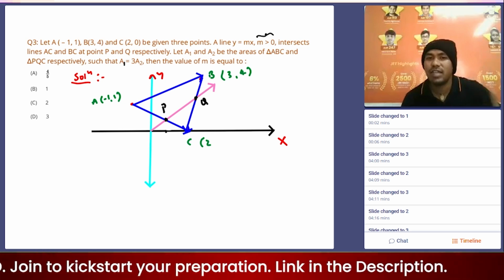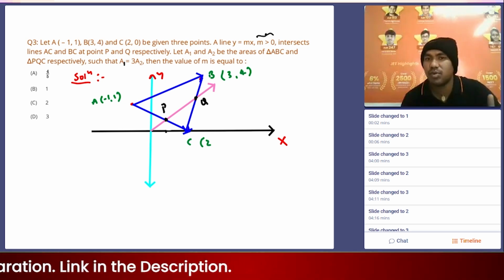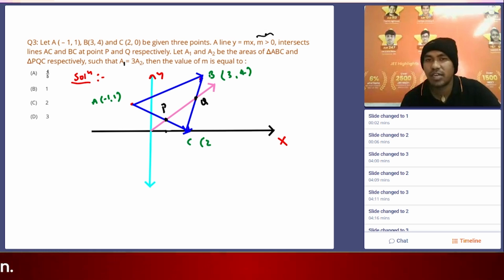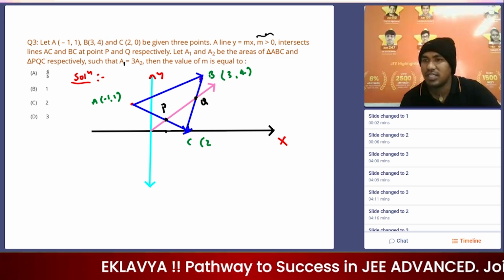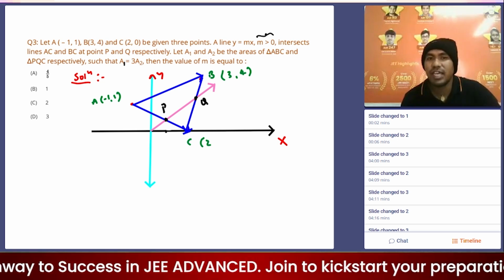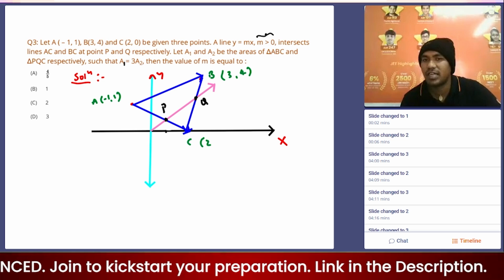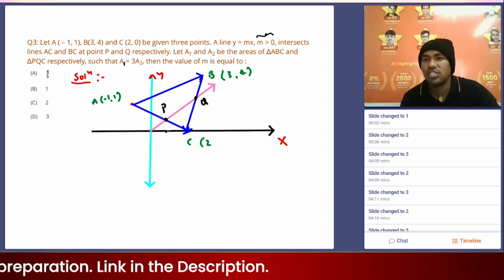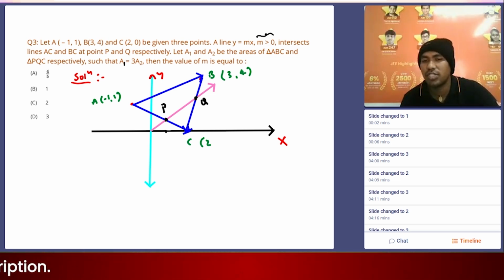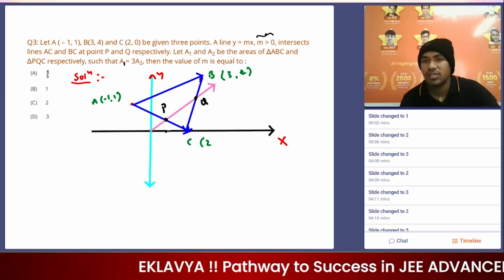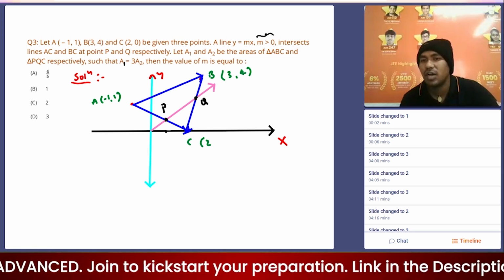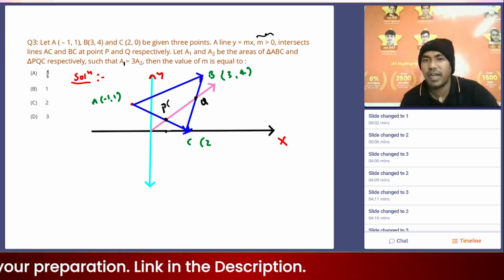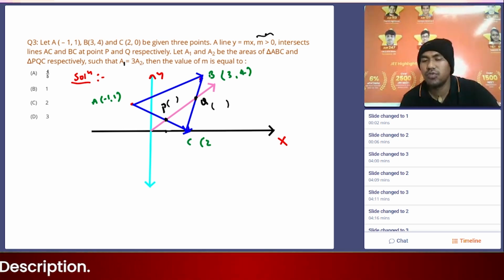See here, I have taken the points exactly with respect to their positions. So minus 1, 1 is in the second quadrant, 2, 0 is on the x-axis, and B is in the first quadrant, 3, 4. With the help of this, we have got the perfect diagram. And this y equals mx, you see, is a line passing through the origin, and they mention m is a positive value, so here only I have taken. So AC meets the line at point P, and BC meets y equals mx at point Q. So we need to calculate point P and point Q.